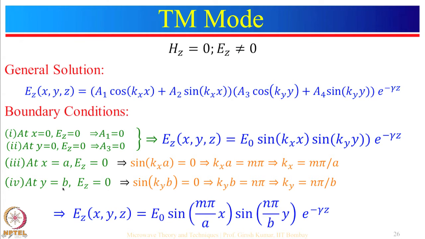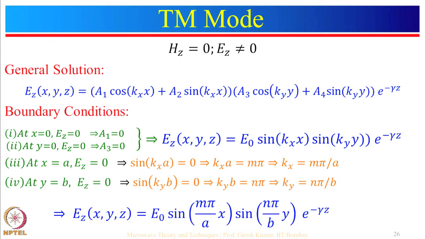Similarly, if we put y is equal to b in this equation, then we will get sin ky into b, and we need to make that 0. So ky into b will be n pi, where n is an integer. From there we will get ky is equal to n pi by b. Now put these values of kx and ky in this equation. So Ez will be E0 sin m pi by a into x sin n pi by b into y e raised to minus gamma z. So this is the longitudinal electric field in TM propagation.